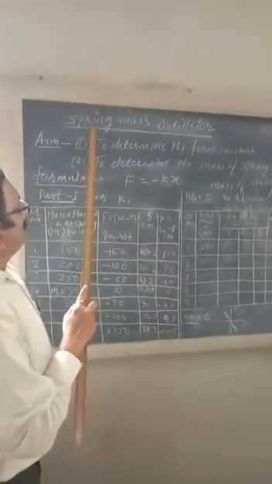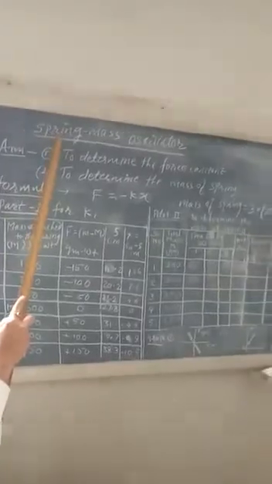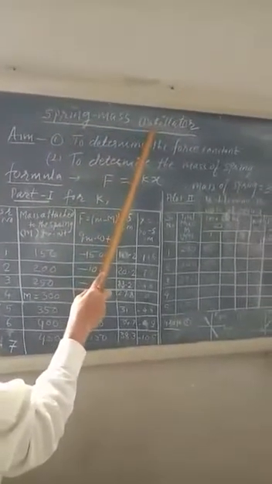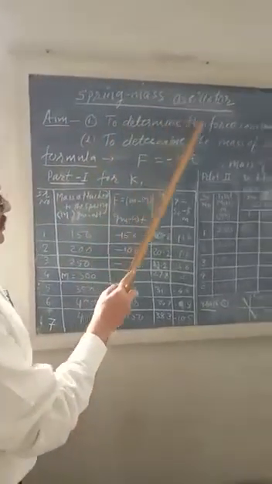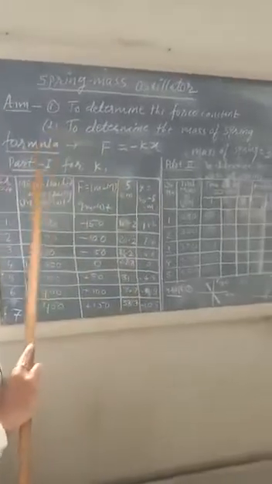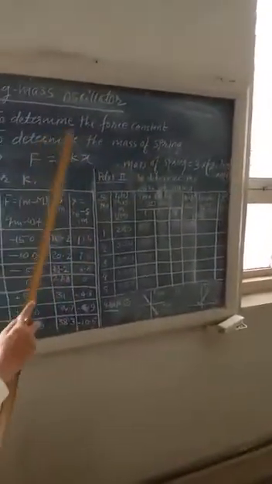Okay, today we are going to discuss the practical related to the spring mass oscillator. Here there are two areas. First one is to determine the force constant. That force constant we determine first of all. Now we determine the mass of the spring.